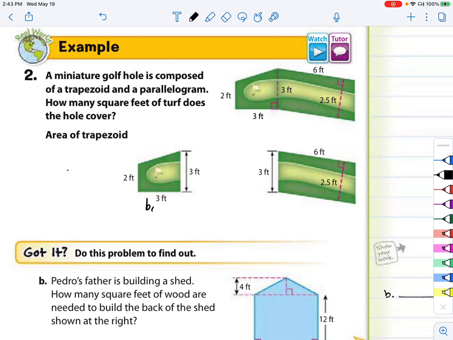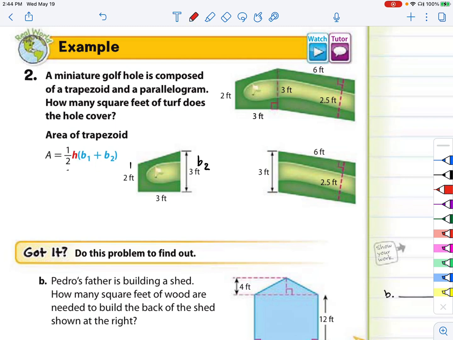Actually, I'm sorry. Let me put that again, this is base 1 and base 2, because these are the two parallel sides. These two sides are parallel, so those are our bases. Okay? So if those are our bases, base 1 and base 2, let's find our formula. 1/2 times the height, base 1 plus base 2.